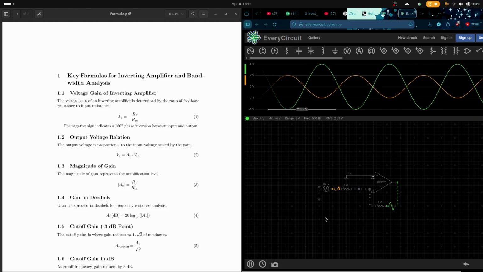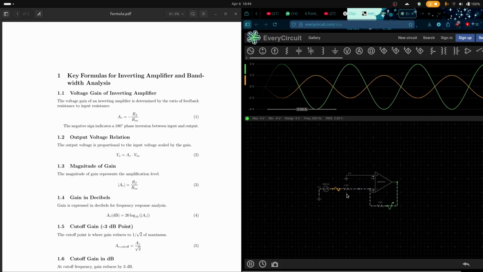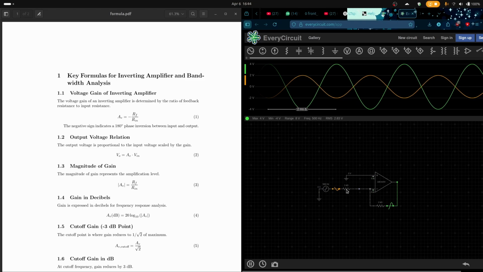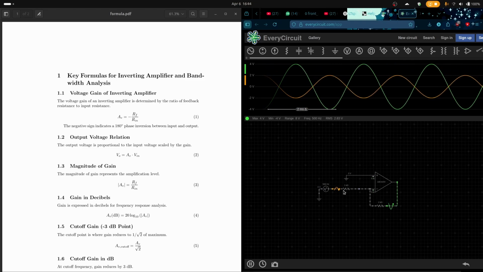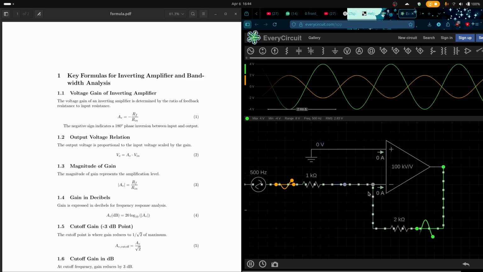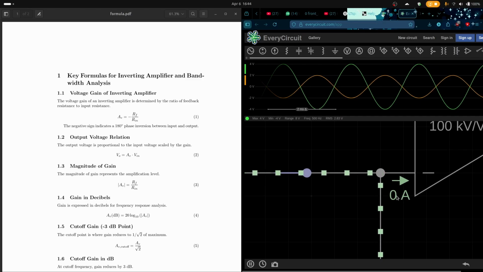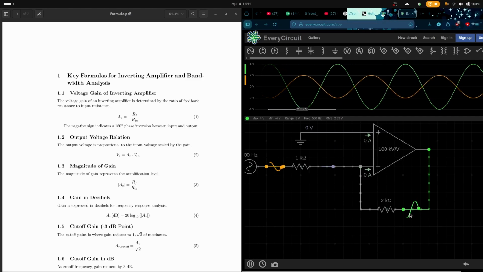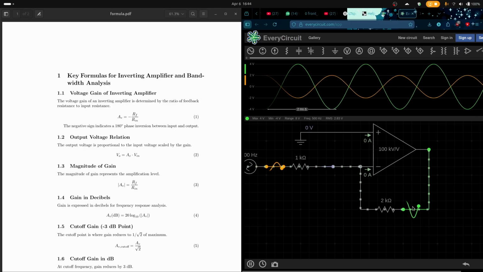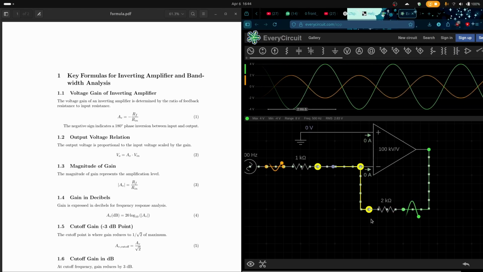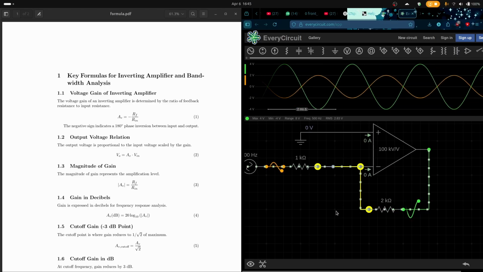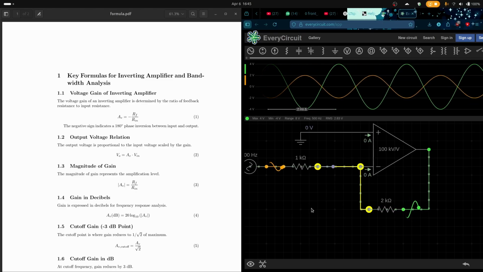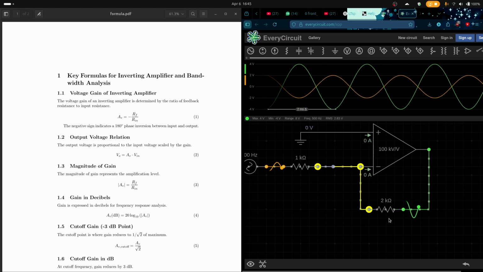The current through the input resistor is Vin divided by Rin. Since no current enters the op amp, which is confirmed by 0 amp here, the same current flows through the feedback resistor, which you can see right here, this loop entering. So the output voltage becomes negative of the current multiplied by Rf.